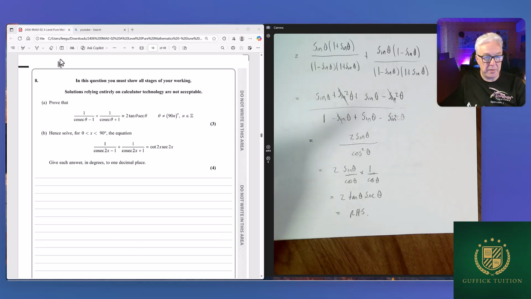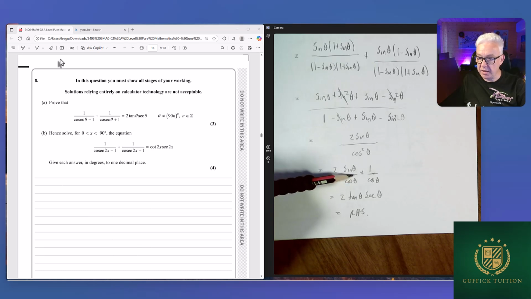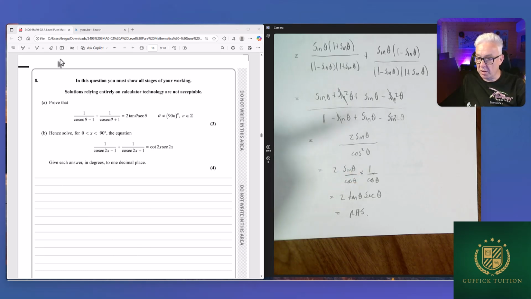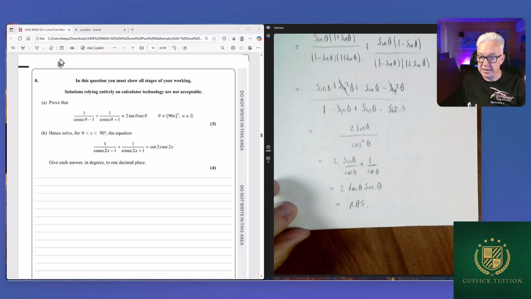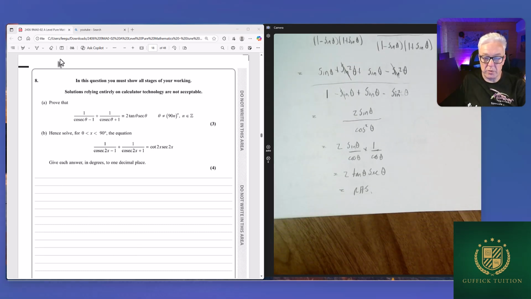We can see that we're aiming for 2 tan theta sec theta. So what I've done there is I've now said that sine over cos is going to be tan, and then we've still got 1 over cos. So 1 over cos is sec, so we've now got 2 tan theta sec theta. So we've actually got what we were after. So that is our part A done there for 3 marks.